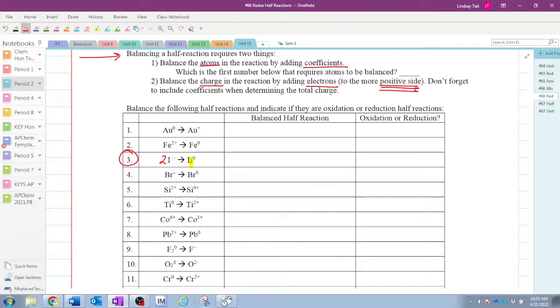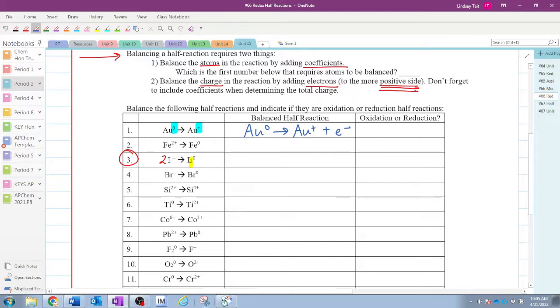So here we go. I'm going to do some examples with you here. So I look at number 1. First thing I check, do I need to balance with the coefficient? Nope, I don't because there's one of each. So then I go to balance my charge with my electrons. So I look at these oxidation numbers, 0 plus 1. That is a difference of 1 electron, correct? So I'm going to put 1 electron in my equation, and I'm going to put it on the side that is more positive, which is my product side. So my balanced equation, half reaction, Au0 yields Au plus an electron.